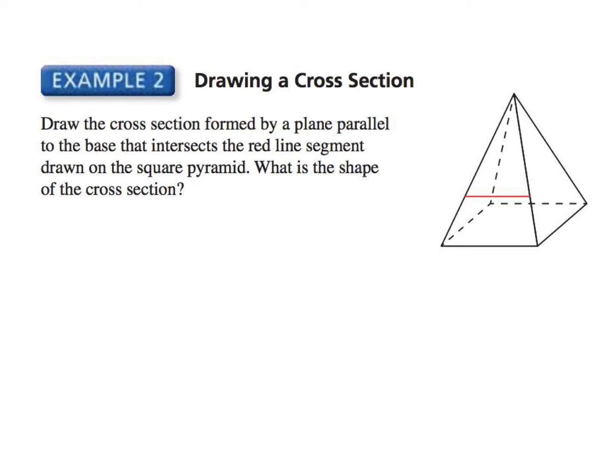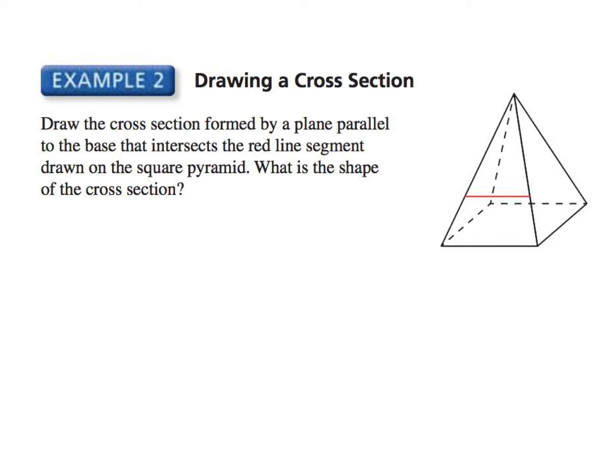Here we go, drawing a cross-section. So it says draw a cross-section formed by the plane parallel to the base that intersects the red line segment. So if we have this pyramid, it's a square pyramid because there's 4 pieces that creates a square on the bottom. Parallel is what we're looking for.